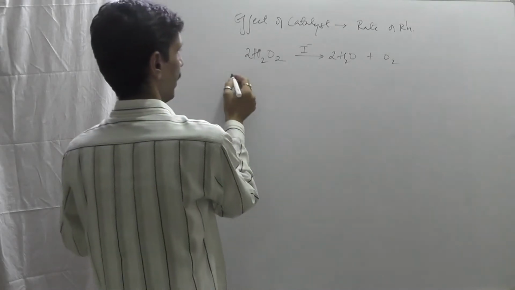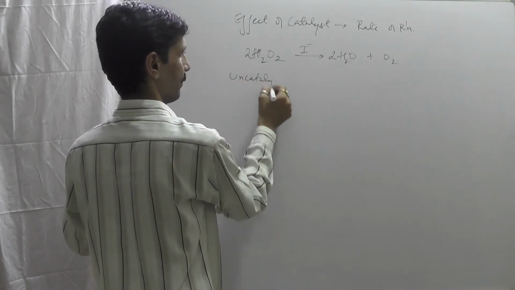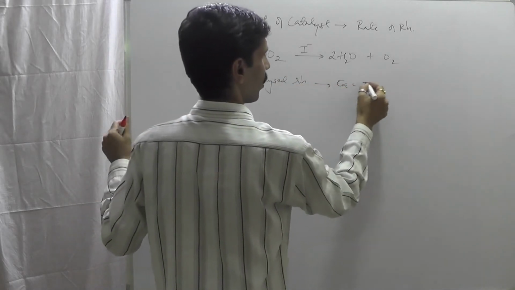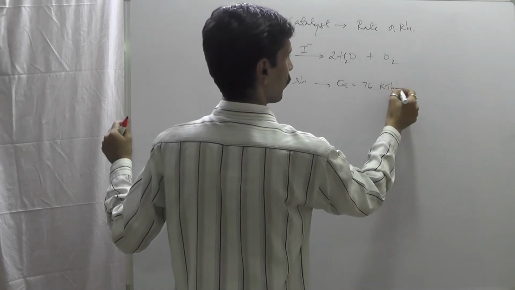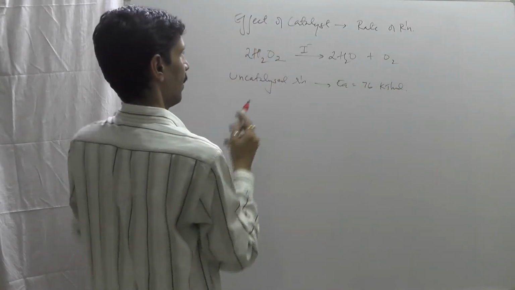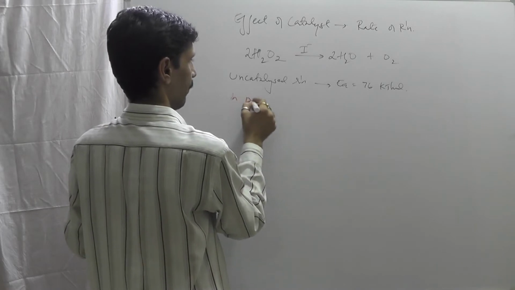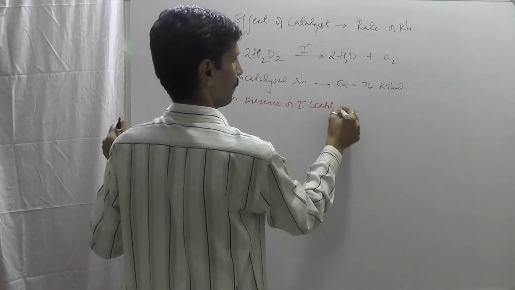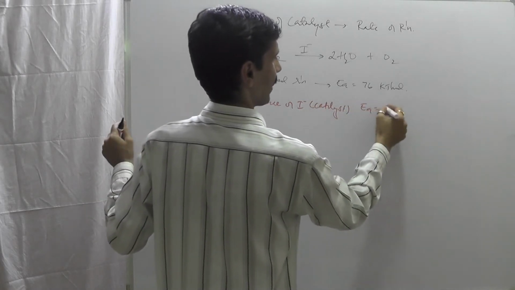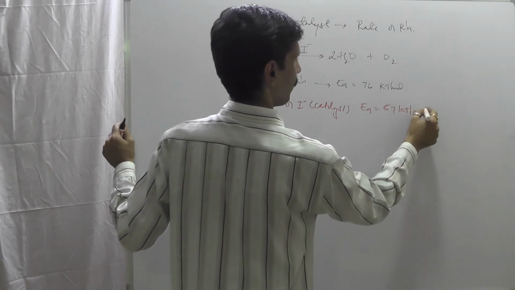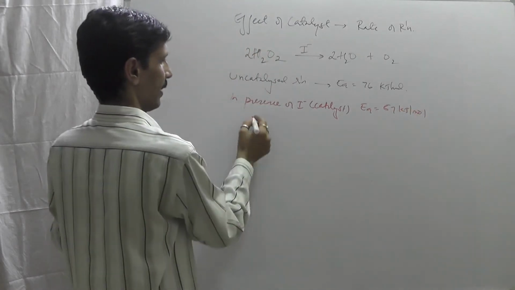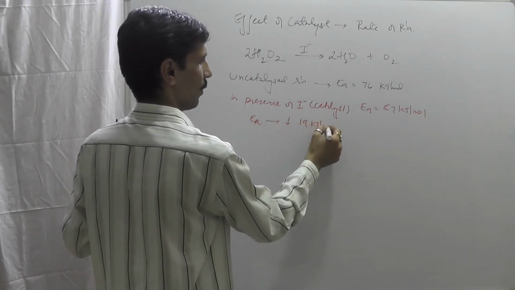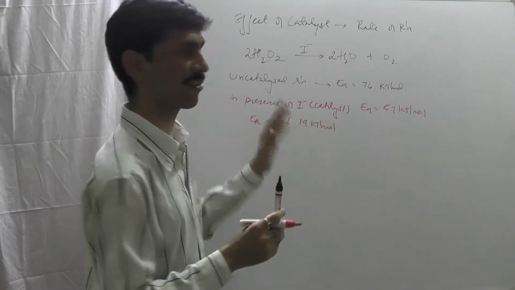अब क्या होता है देखो, in an uncatalyzed reaction, मतलब in absence of the catalyst, the energy of activation for this is 76 kilojoules per mole. लेकिन जब I minus आ जाता है, in presence of I minus, which is a catalyst, the energy of activation becomes 57 kilojoules per mole. तो आप देख सकते हो कि the energy of activation decreases by 19 kilojoules per mole. Okay, 19 kilojoules कम हो जाता है.